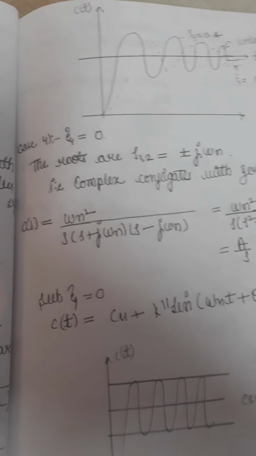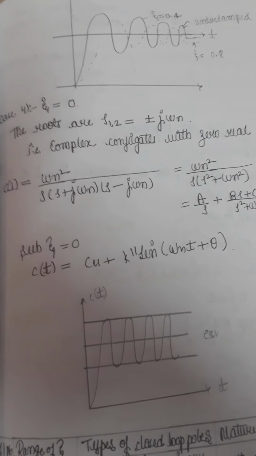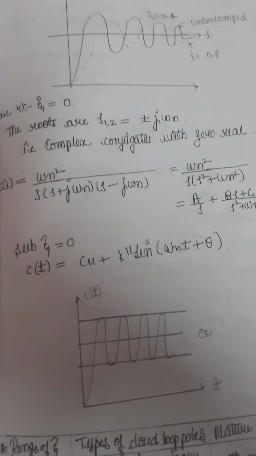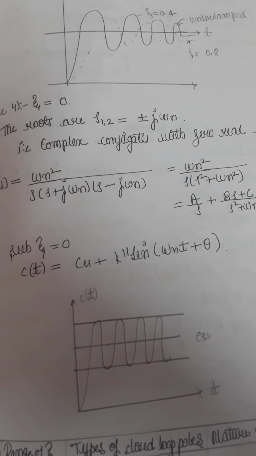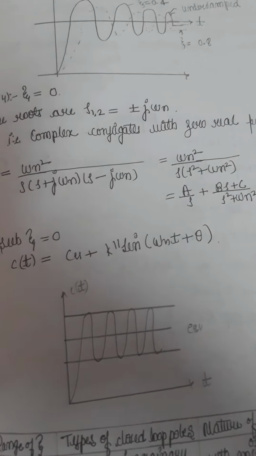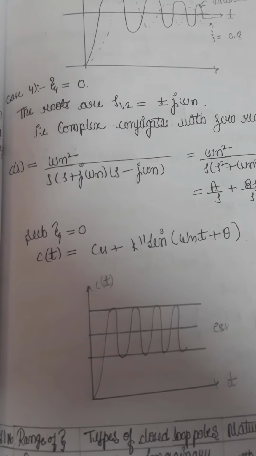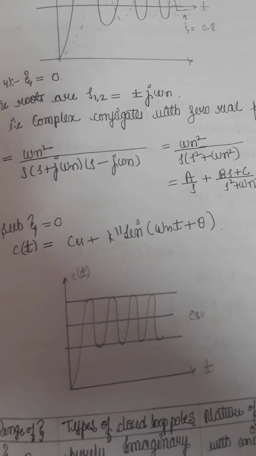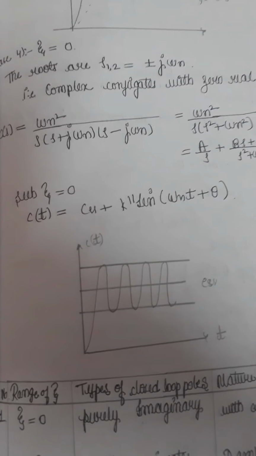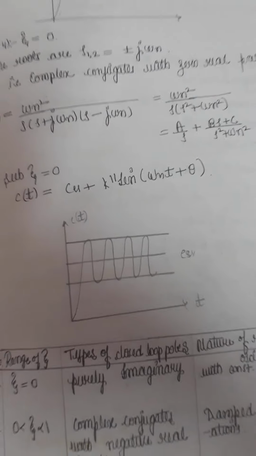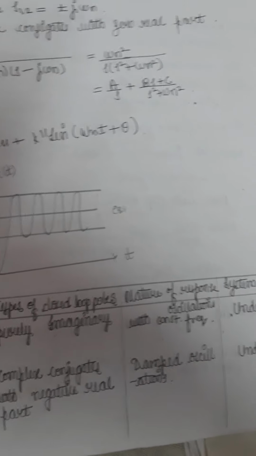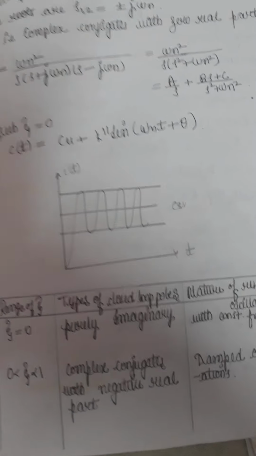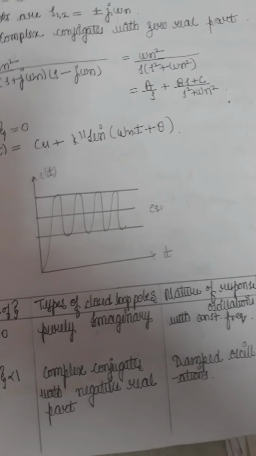So the last case, when zeta value is 0, if you substitute the value of zeta as 0 in the roots, you will get this: those roots will be complex conjugate with zero real part. In that case, if you again solve the equation, you will get this equation for c of t, a sinusoidal waveform. So that is oscillation with constant frequency here. Such a case is also referred to as the underdamped case only.